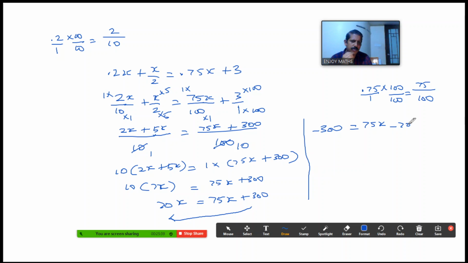So 75x minus 70x is 5x. So this is 300. Now x is equal to, this is multiplication, so this comes as denominator, because here it is division. Now you divide, 6 into 5, 30, then 0. So that means x is equal to minus 60. This is how you do it. Take the decimal as a fraction, then you continue. Okay, that's a good one.